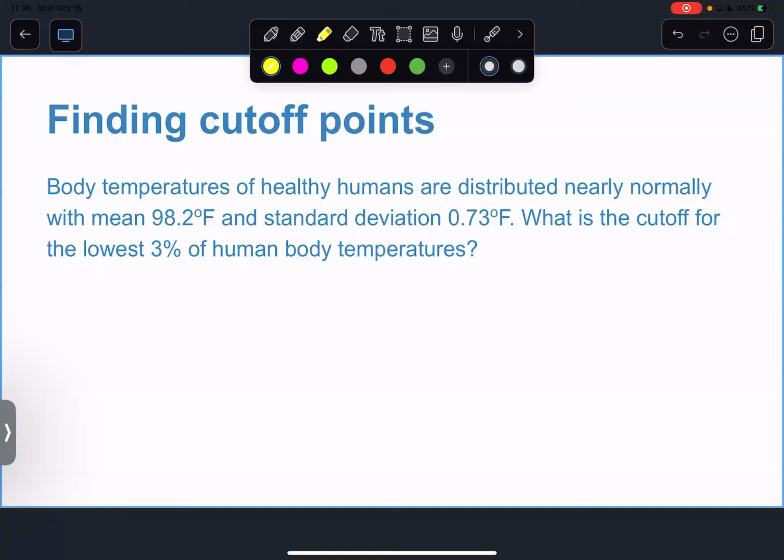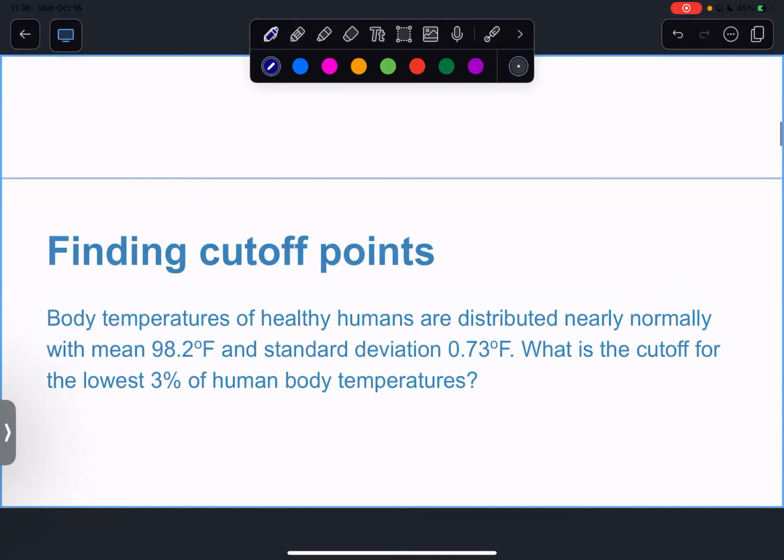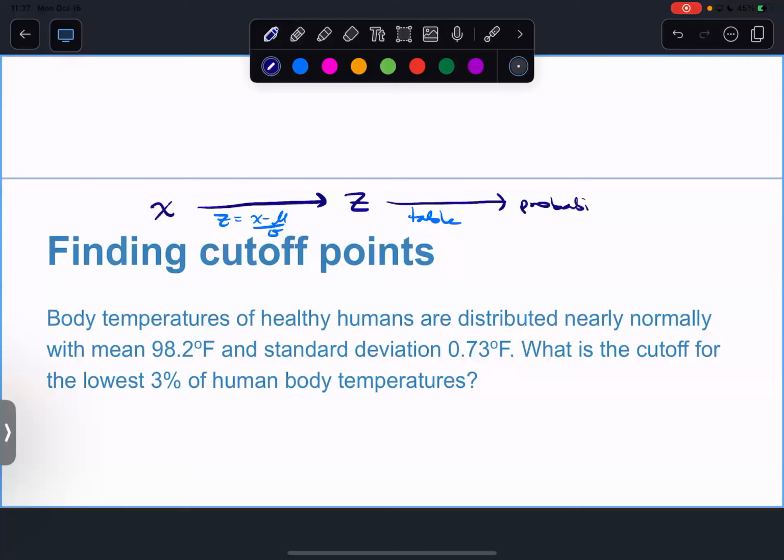Like I said, we can use the same method working backwards, right? And so let's just highlight the procedure again. We are given an X and we go and turn it into a Z by Z equals X minus mu over sigma. And then we use the table to turn it into some probability. Now, if I want to find a cutoff point, right, so an observation, then I want to find X, which means I have to start with a probability. And so now what we're doing is we're moving the other way.